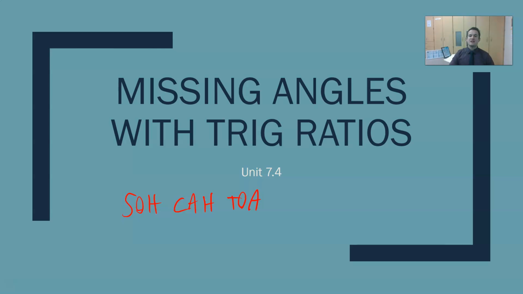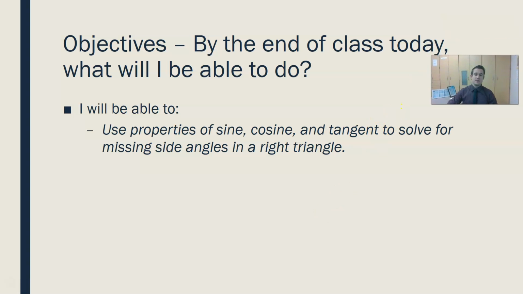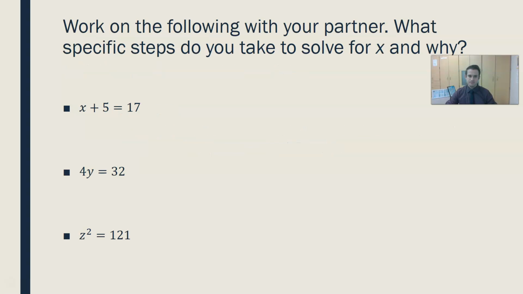Now we're going to go on and talk about how we can find missing angles with trigonometric ratios, like sine, cosine, and tangent. So by the end of this lesson, these are the things that I want you to be able to do. I want you to use the properties of sine, cosine, and tangent to solve for missing angles. I don't know why that says side. For missing angles in a right triangle. Okay, that's the main goal. Yesterday we wanted to find missing sides. Today we want to find missing angles.